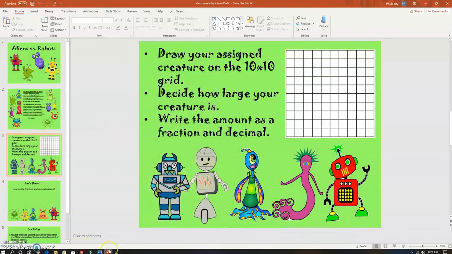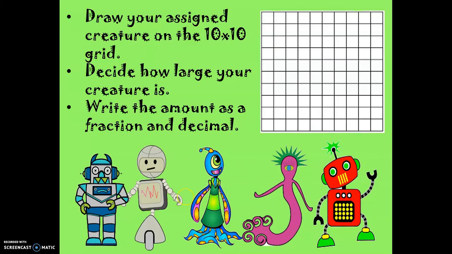Have fun with that. All right, so your task then is going to be to draw your assigned creature on the 10 by 10 grid. I want you to just choose an alien or a robot. It's your choice. Decide how large your creature is going to be, and then create it in the grid by filling in the squares. You can't do half squares or anything. You can only fill in whole squares. Then I want you to write the amount of space that it takes up as a fraction and a decimal. Now at this point I want you to pause this video and go get to work.